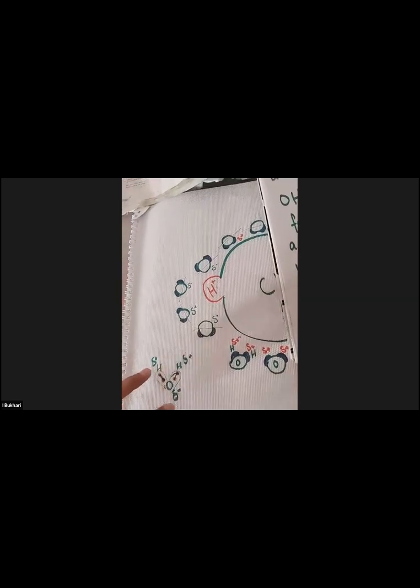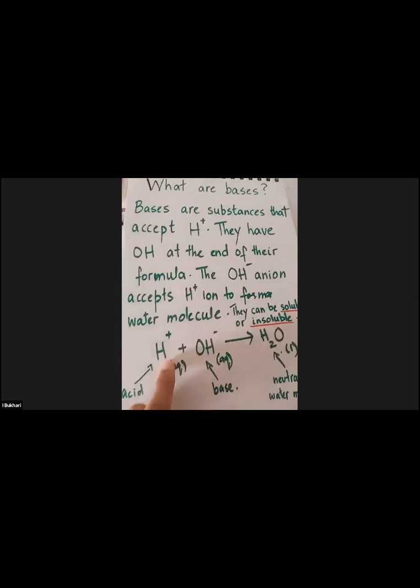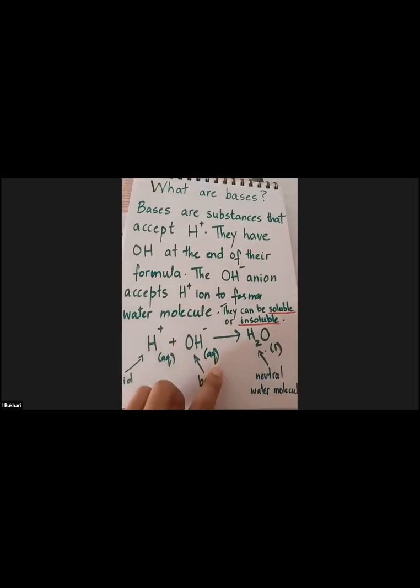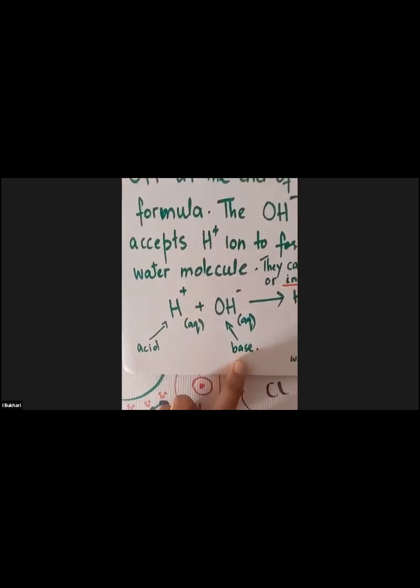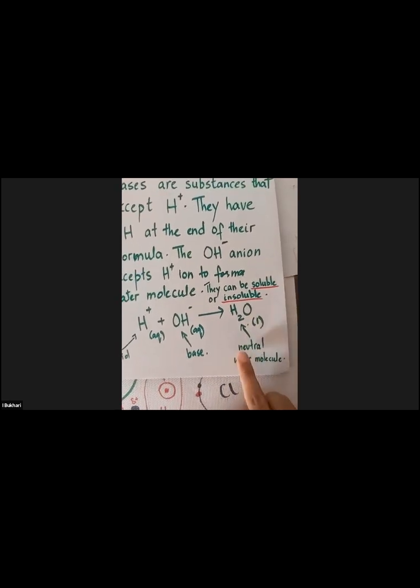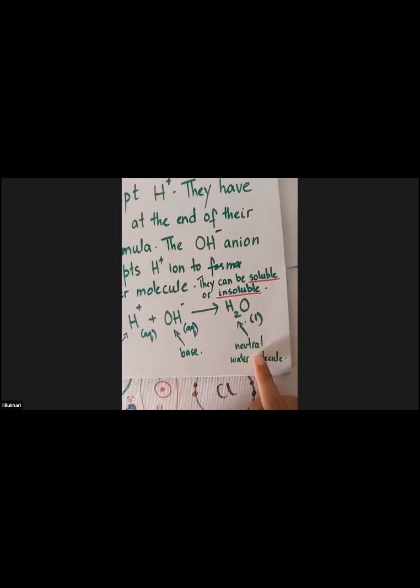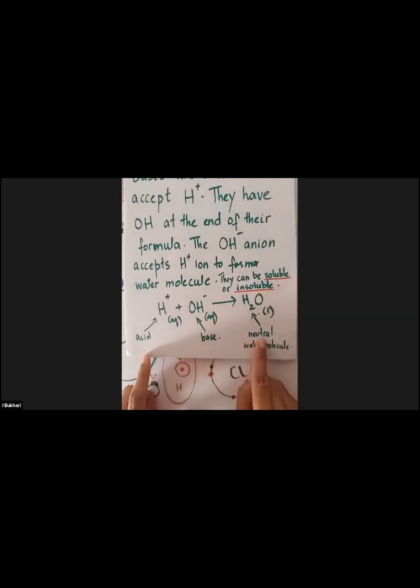It is a simple water molecule, a simple covalent molecule, okay? So when the hydrogen ions react with the hydroxide ions, hydrogen ions come from the acid, hydroxide ions come from the base, we get a neutral water molecule. Okay, we get a neutral water molecule. Why am I saying neutral? Because this is neither acidic nor basic.